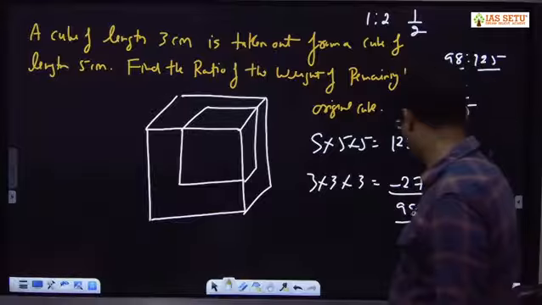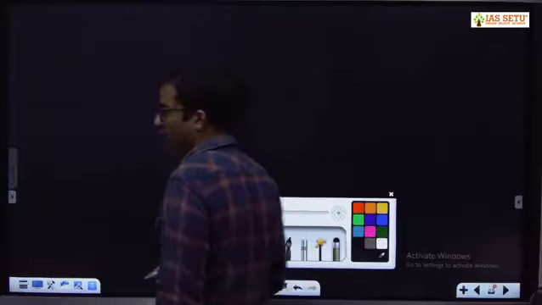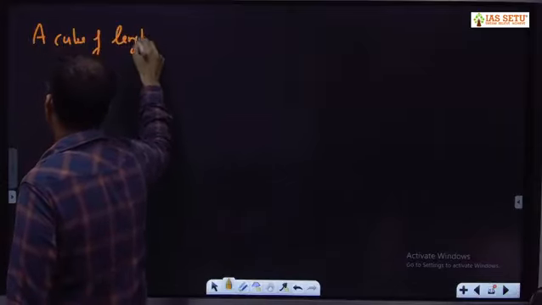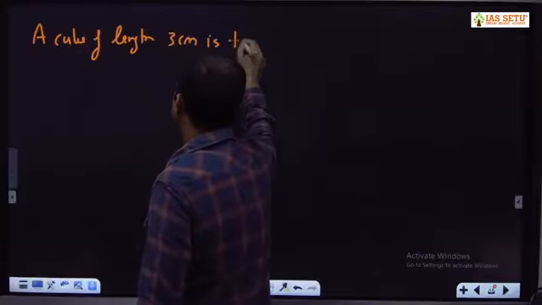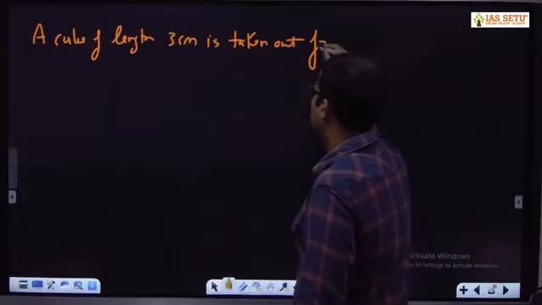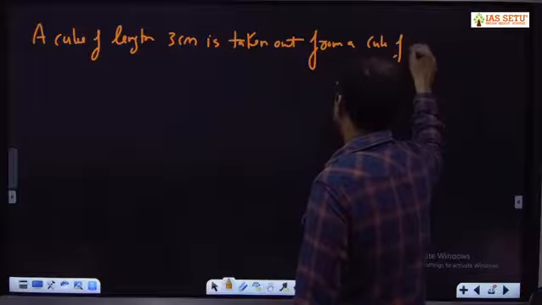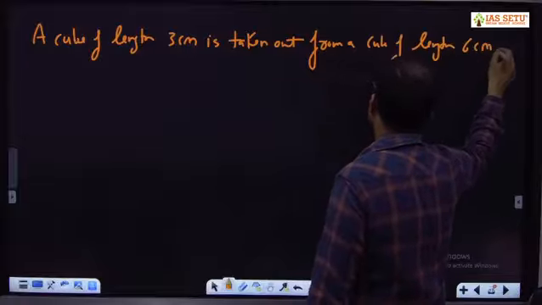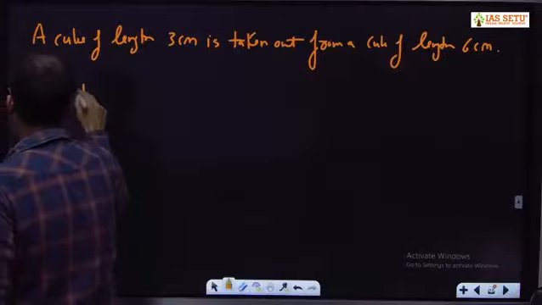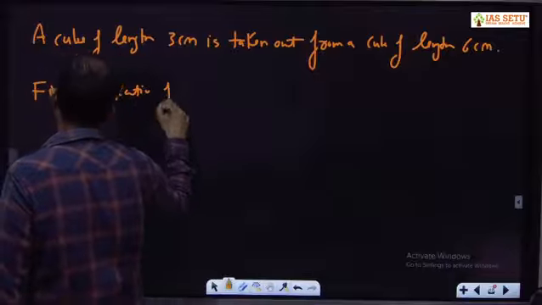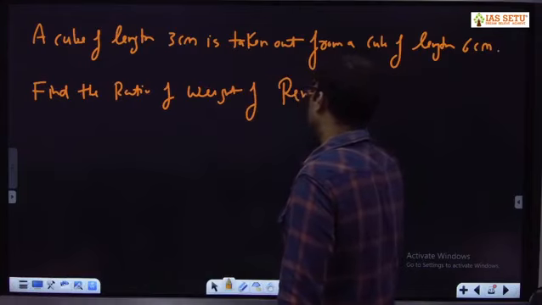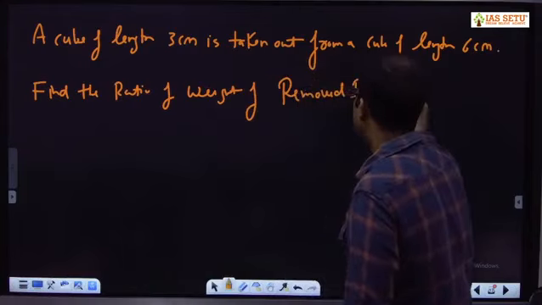Now one more question. A cube of length 3 centimeter is taken out from a cube of length 6 centimeter. Find the ratio of the weight of removed portion is to remaining portion.